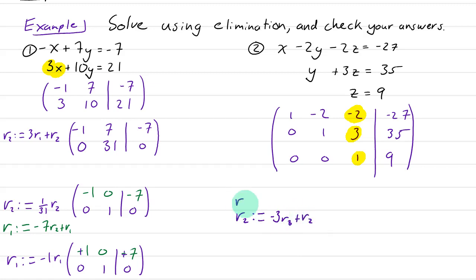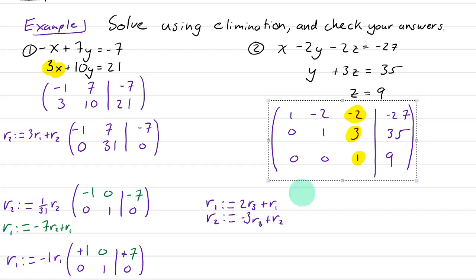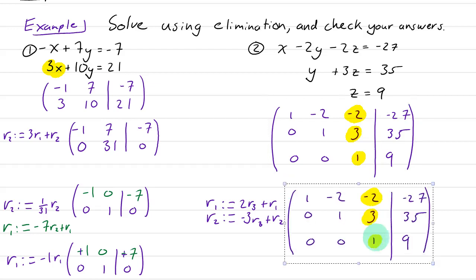And likewise, you can also make a new row 1. I want to cancel out the z in this equation, meaning I'm going to do negative 2z plus 2z. So that means 2 times row 3 plus row 1. So those are the row operations we're going to do here. And that's going to make these become 0.